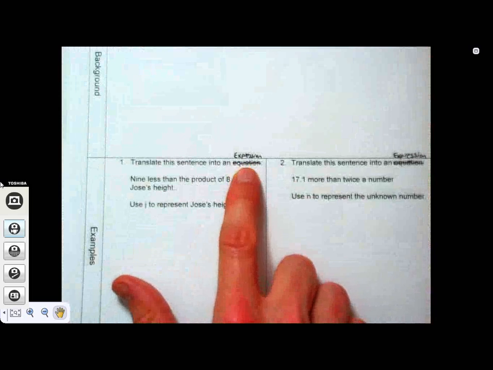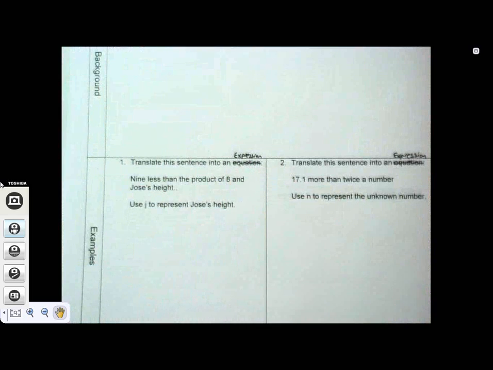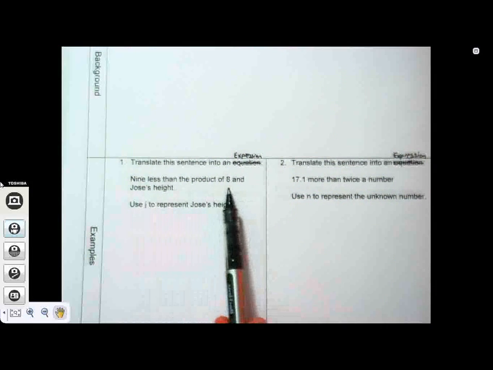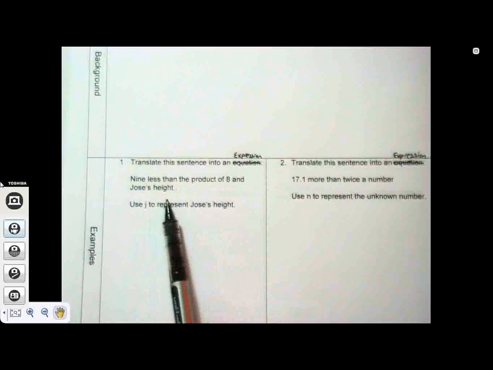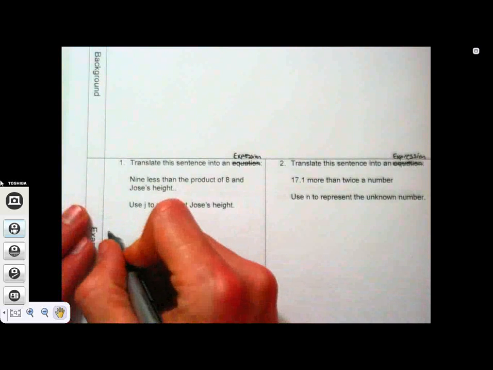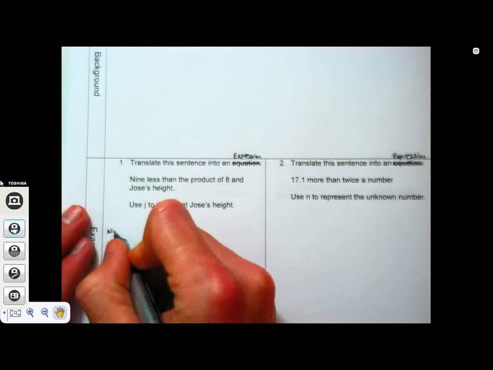So number one, it says translate this sentence into an expression. Notice I had to change that. And so the English sentence is 9 less than the product of 8 and Jose's height. It says use J to represent Jose's height. Okay, so I'm going to recopy this English sentence so that it's on one line.